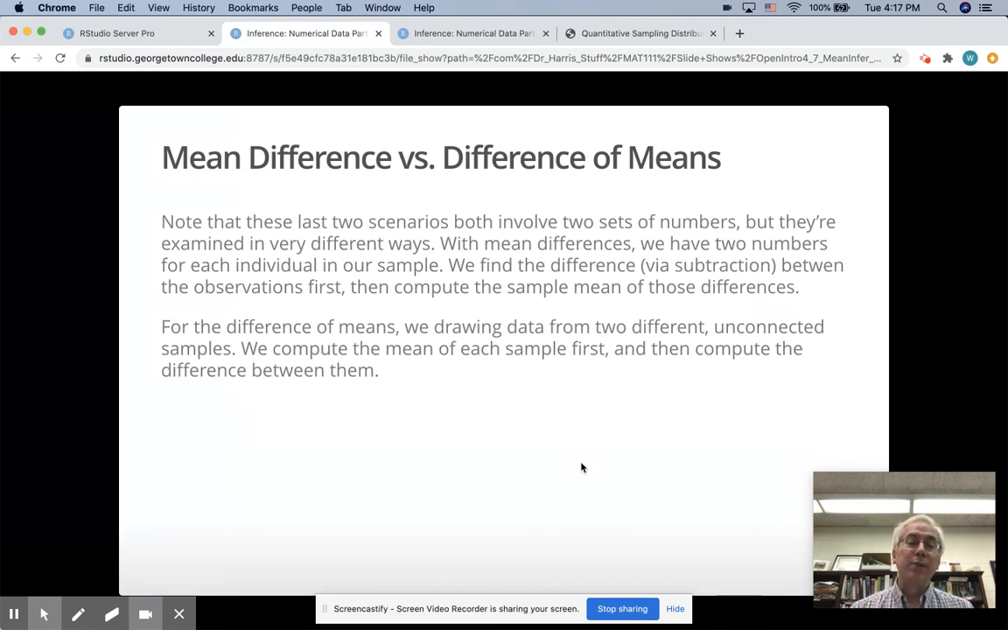On the other hand, if we're talking about a difference of means, notice that we're using a different order for the words, difference of means. That means we're going to be computing a mean first. So we have two different samples, two unconnected samples from each of our two populations. We can compute a mean from each of those samples, and only then, after we've computed the sample means, can we look at the difference between them, x1 bar minus x2 bar. So again, we want to ask ourselves, is the data paired or not? Are we taking two measurements from the same sample, or are we taking two samples from two separate populations?